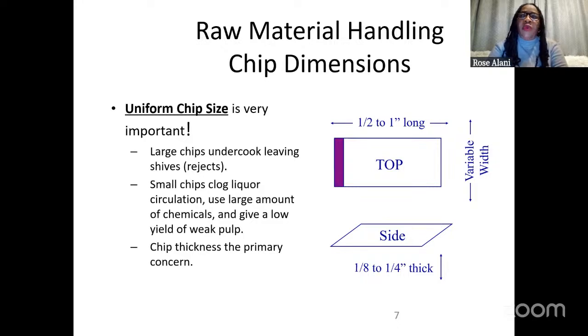Of course, weak pulp is not going to produce strong paper. It will produce paper that is weak, and it can easily tear. So chip thickness is of primary concern.